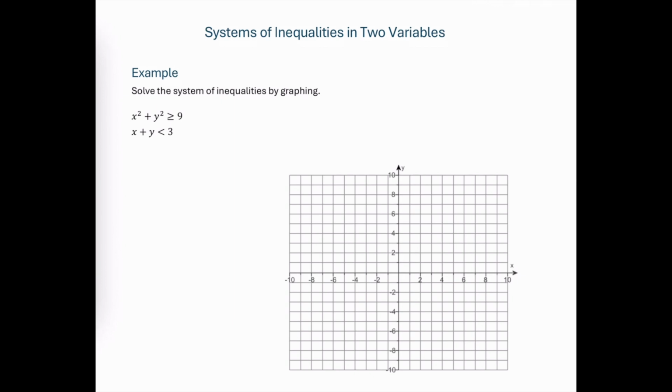Solve the system of inequalities in two variables. We'll start by solving each of the individual inequalities, and we do that by graphing the inequality, treating that inequality as if it were an equal sign.